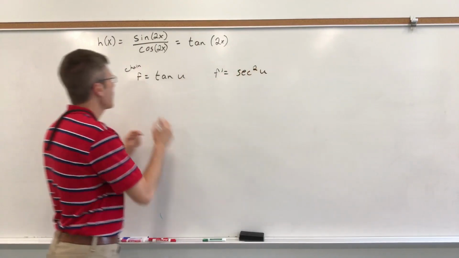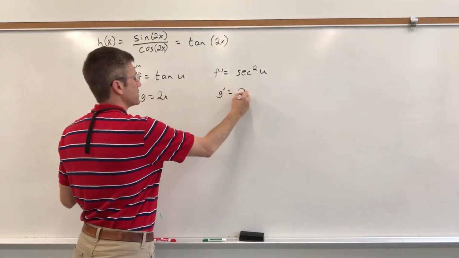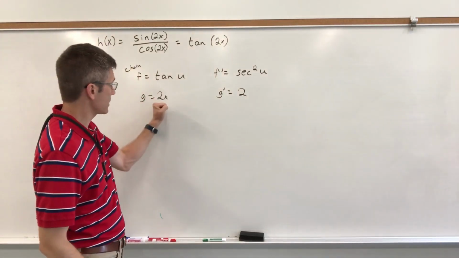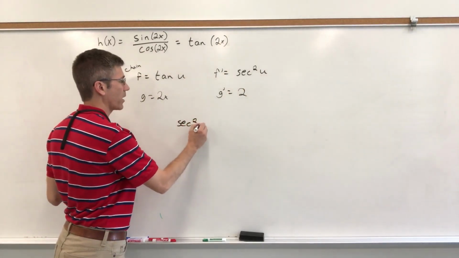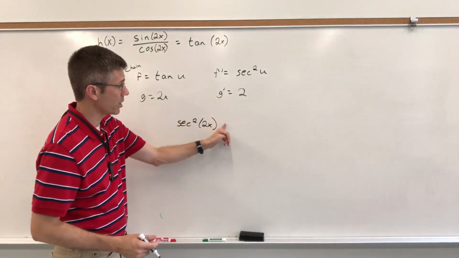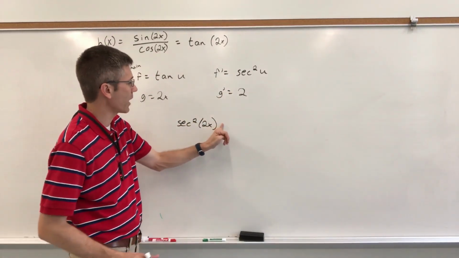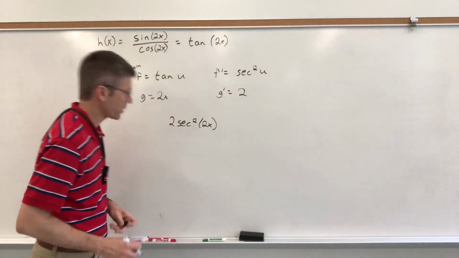u. Okay? g is 2x. g prime is 2. Okay. Chain rule says we're going to take this, plug it in there. So we're going to have secant squared of 2x. And then multiply by 2. The 2 would go at the end if we wanted to leave it in the sloppiest format ever. Let's not do that. Don't multiply this 2 with that 2. Let's just put the 2 in the front. There we go. That's that one.